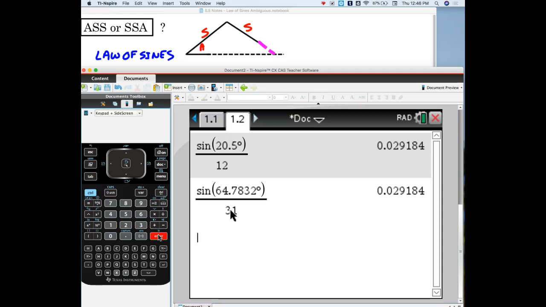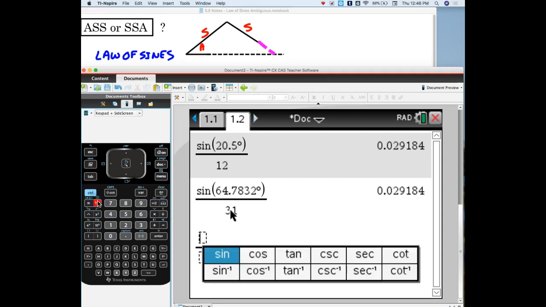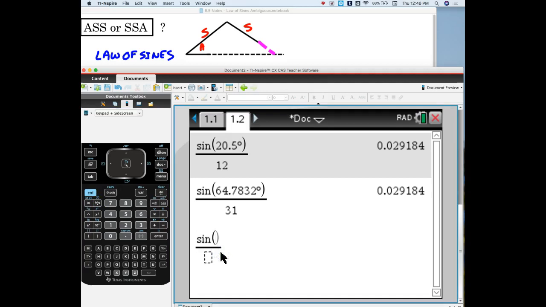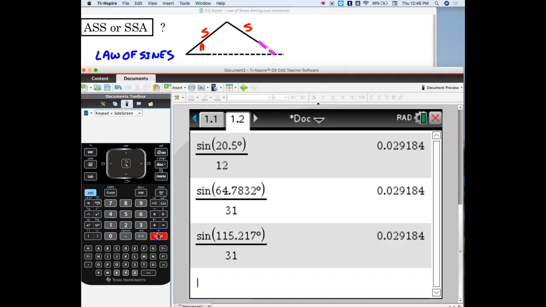So you guys are right. Let's just check me, because I've been known to make mistakes before. What did I say? 115.217 degrees? Uh-oh. Who would have thunked it that I did it right too?